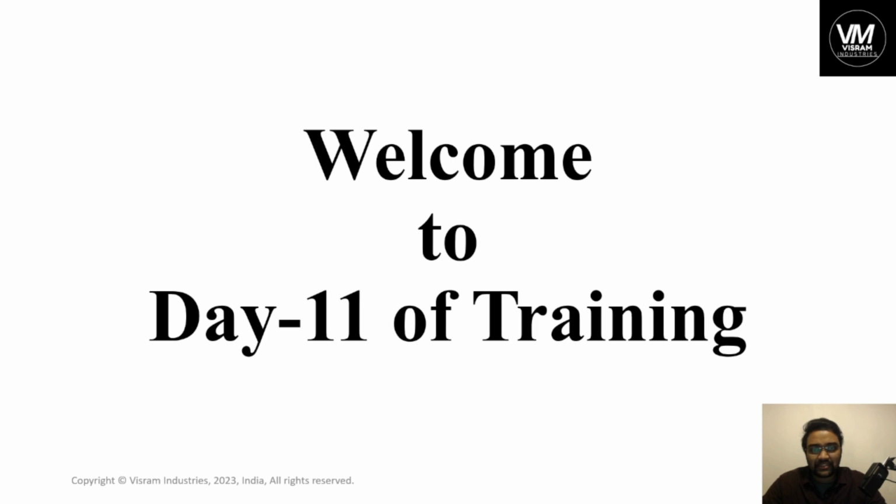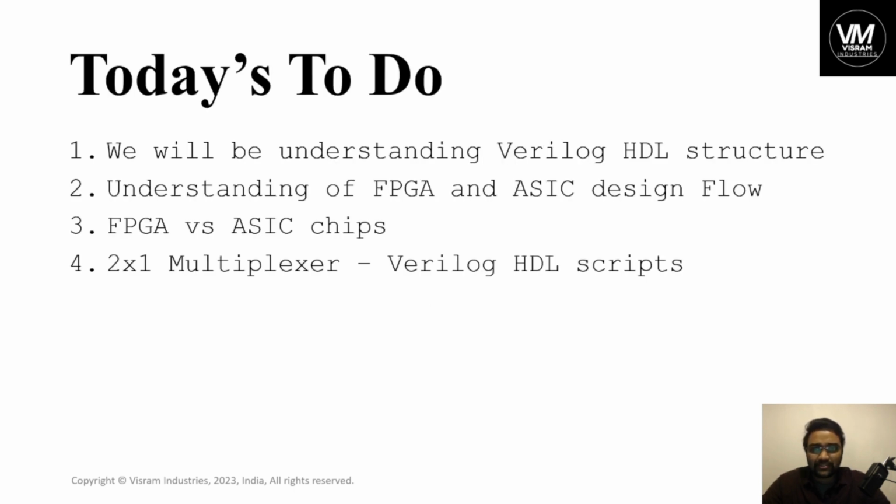Let us go to today's agenda. What is today's to-do? We will be understanding the Verilog HDL structure again, and the FPGA and ASIC design flow. We'll discuss FPGA versus ASIC chips and how they are made. I will share some of my experiences in the industry as well. And we will discuss the Verilog HDL structure for a multiplexer example. Let us take a 2 by 1 multiplexer and discuss how to write Verilog HDL based on different types of models: gate level model, behavioral model, and data flow model. So let us start the class.